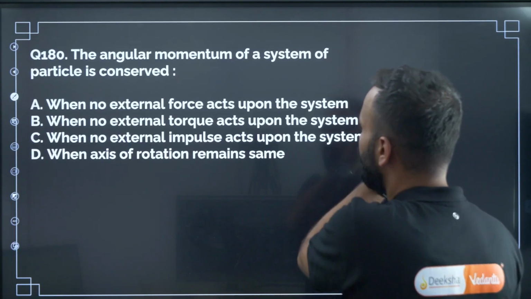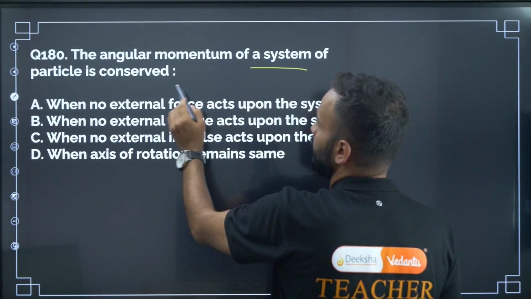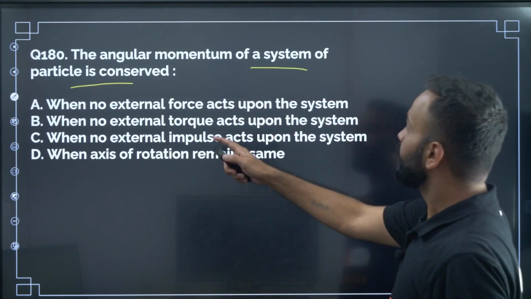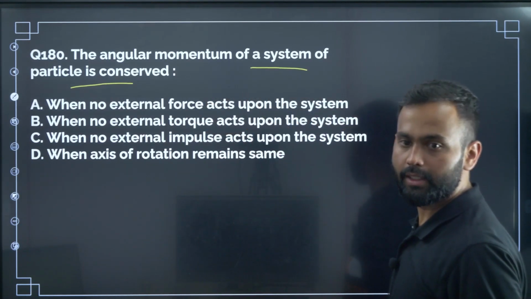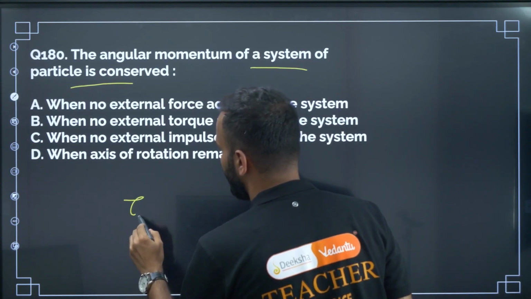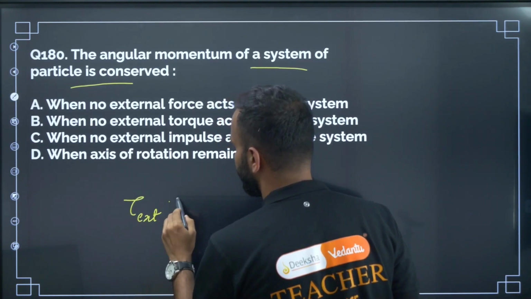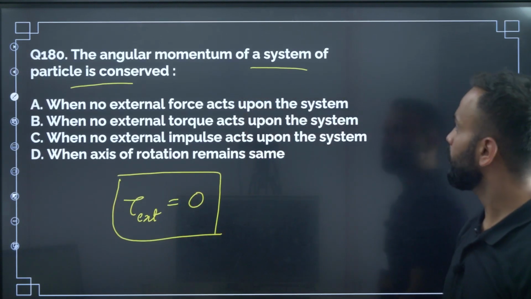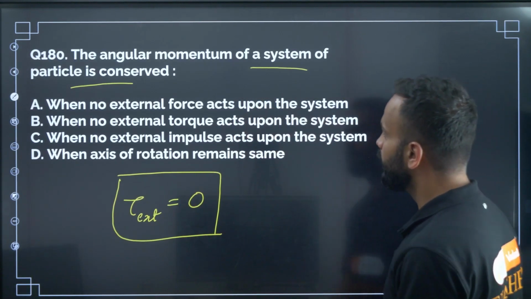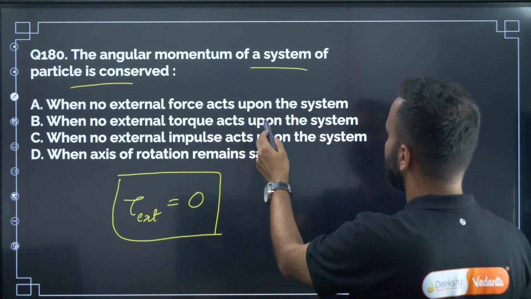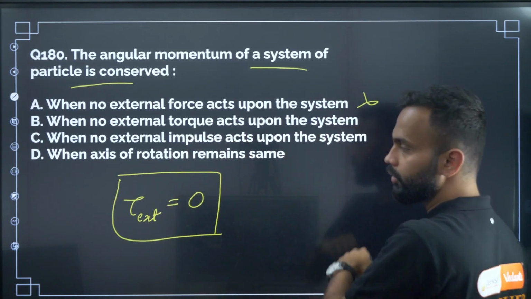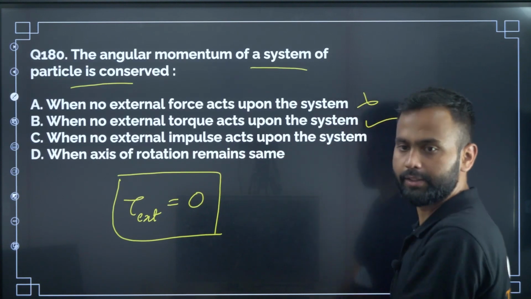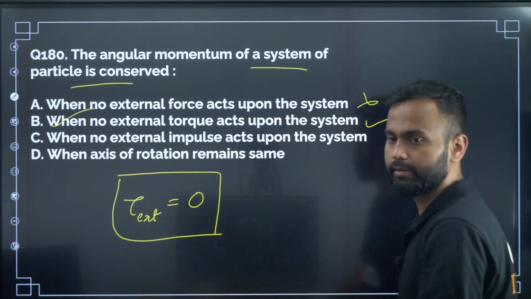The angular momentum of a system of particles is conserved. They are asking when the angular momentum of a system of particles is conserved. When the net external torque acting on the system is 0, the angular momentum of the system is conserved. Option A, when no external force acts upon the system, is wrong. Option B, when no external torque acts upon the system, is correct. So option B is the correct answer.